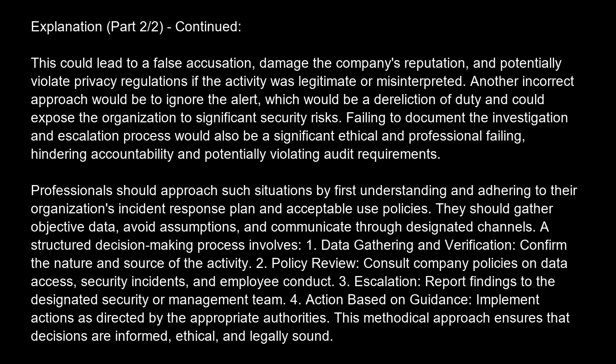A structured decision-making process involves: 1. Data gathering and verification. Confirm the nature and source of the activity. 2. Policy review. Consult company policies on data access, security incidents, and employee conduct. 3. Escalation. Report findings to the designated security or management team. 4. Action based on guidance. Implement actions as directed by the appropriate authorities. This methodical approach ensures that decisions are informed, ethical, and legally sound.